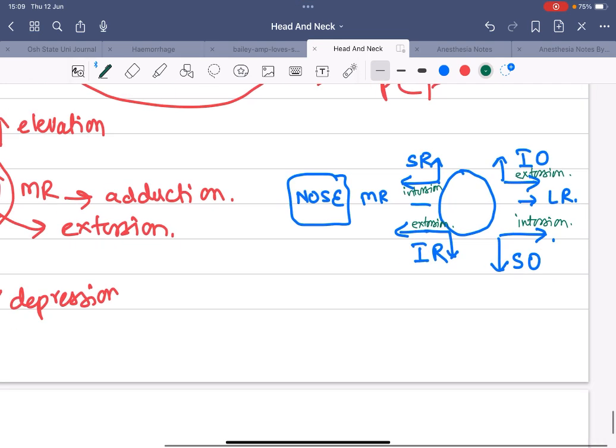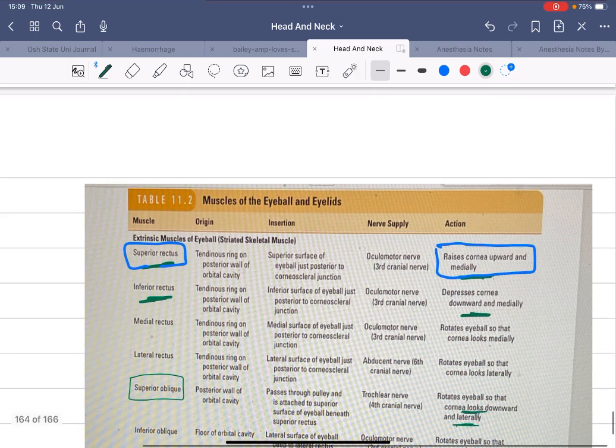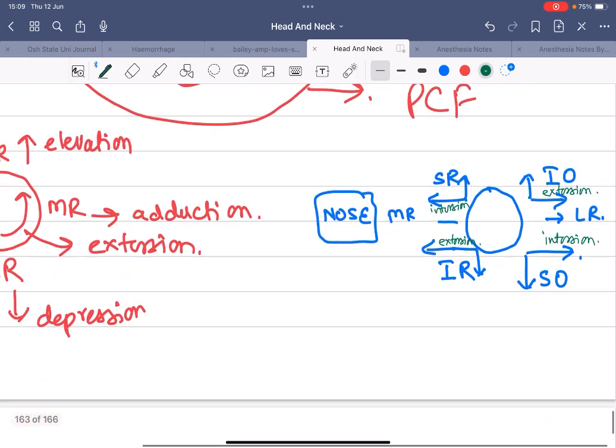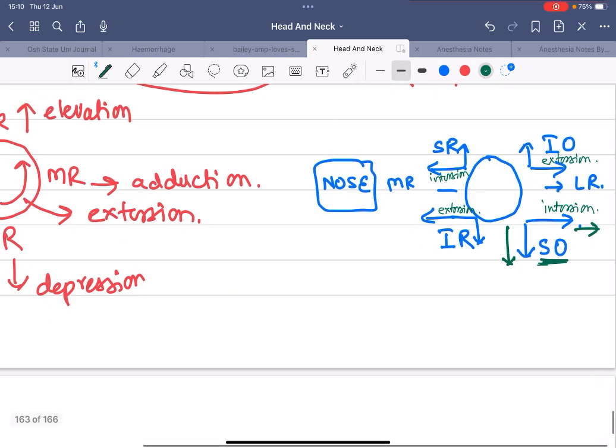For example, see here, superior oblique muscle. Superior oblique muscle, cornea looks downward and laterally. So see the diagram. This is our superior oblique muscle. It pushes the cornea downwards and moves it laterally. Nose. So if the eyeball is going in this direction, it means it is going laterally. And it also causes intorsion. So this is how you can understand the actions of the eyeball muscles.